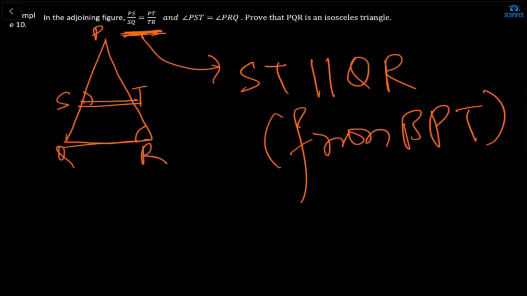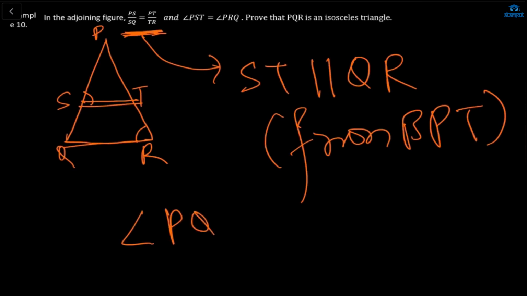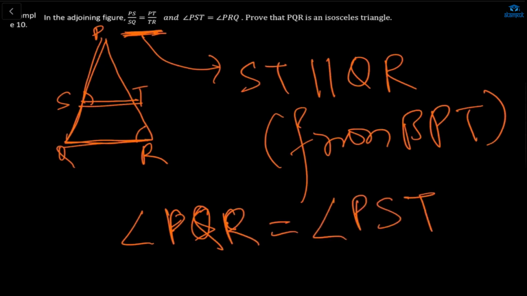Now, if this is parallel, that means angle PQR will be equal to angle PST. Understood? Why will it be equal? Because this line is parallel to this. So this angle is corresponding to this angle. So this angle PST will be equal to PQR.